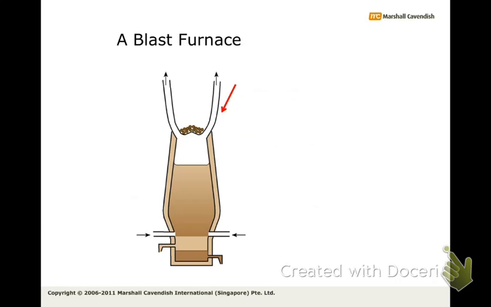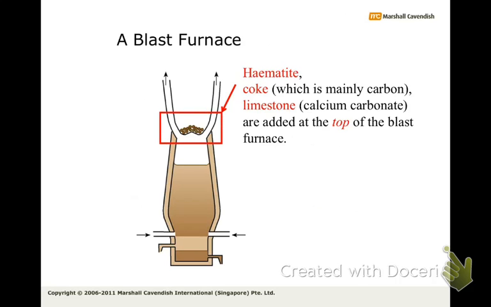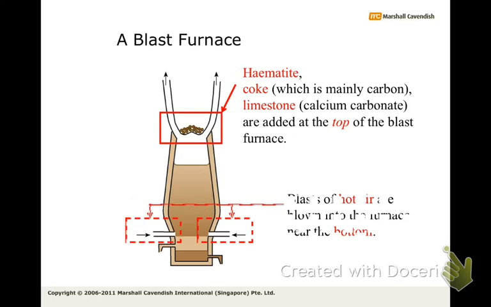This is how a blast furnace diagram would look like. It looks like something from a bio diagram. Basically at the top part is where you put in your hematite, your coke, which is of course mainly carbon, and limestone, which is actually calcium carbonate. You add these at the top of the blast furnace. At the bottom, you blow in hot air and it will rise up.